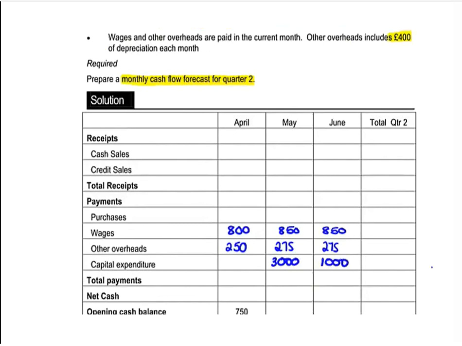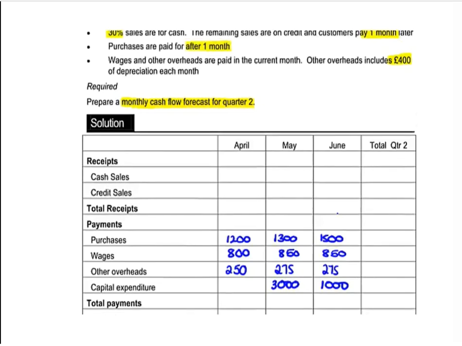So with purchases, they are paid a month in arrears. So paid for after 1 month. That means in April we will be paying for March's purchases. So in April we're going to pay $1,200 to suppliers for purchases made in March. In May we're going to pay $1,300 for April's purchases, and in June we'll pay $1,500 for May's purchases.